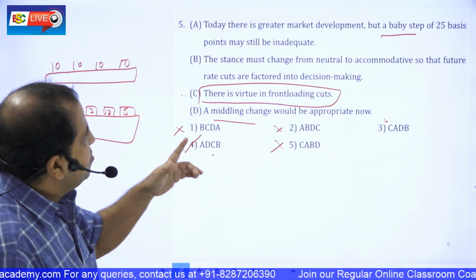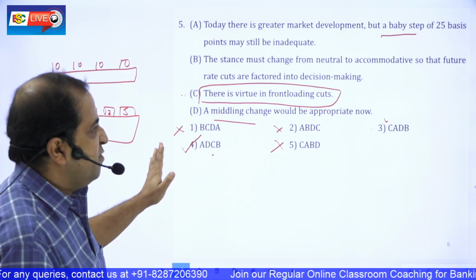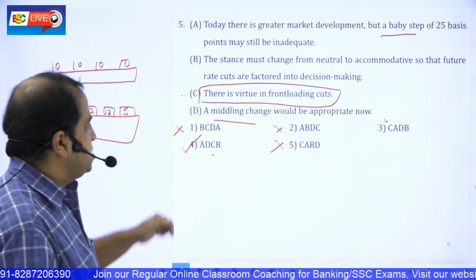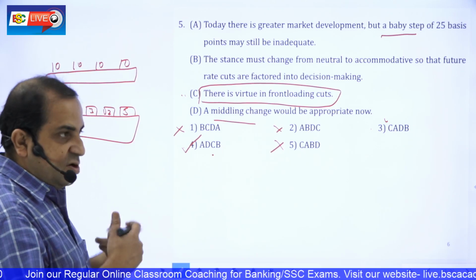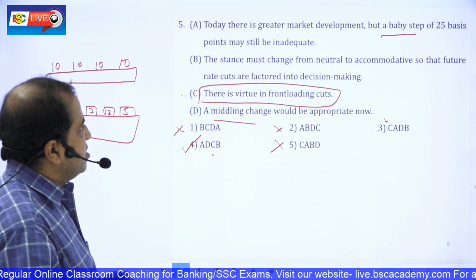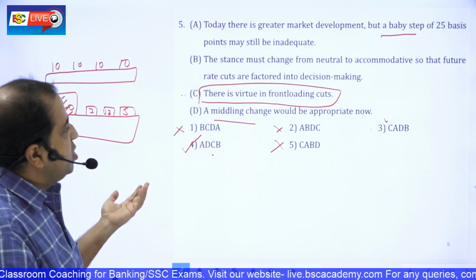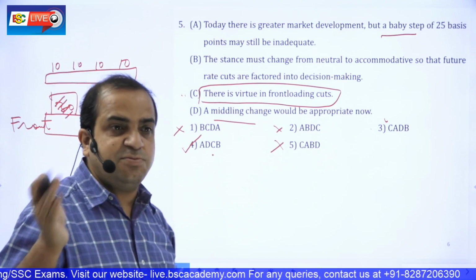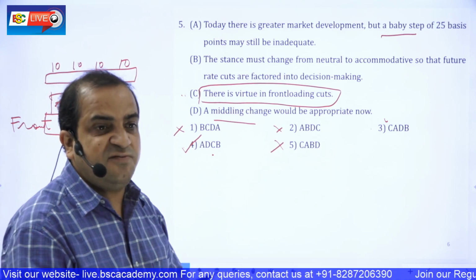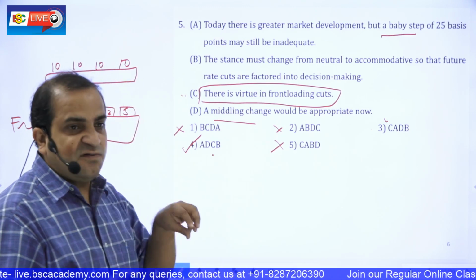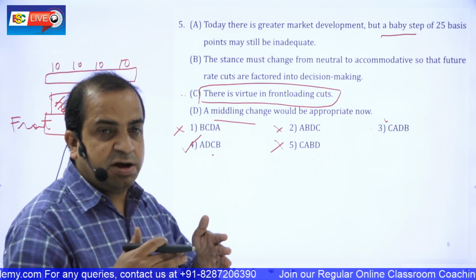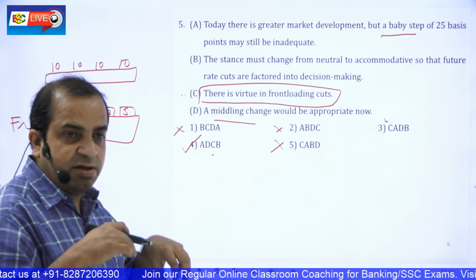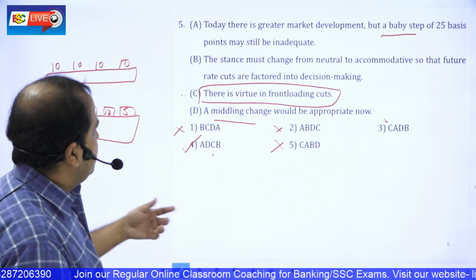Today there is greater market development, but a baby step of 25 basis points may still be inadequate. A middling change would be appropriate now. There is virtue in front-loading cuts. The stance must change from neutral to accommodative so that future rate cuts are factored into decision-making. The cuts you will make in the future, factor them in right now, and let us go for front-loading. Let us go for repo rate cuts with more force right now. So that's what the passage is all about.